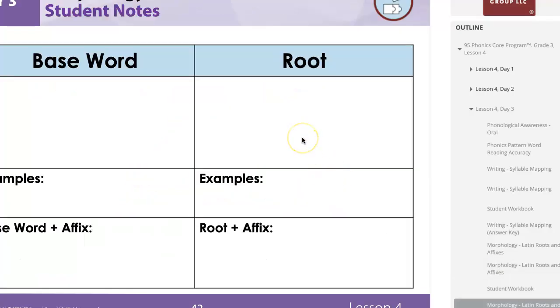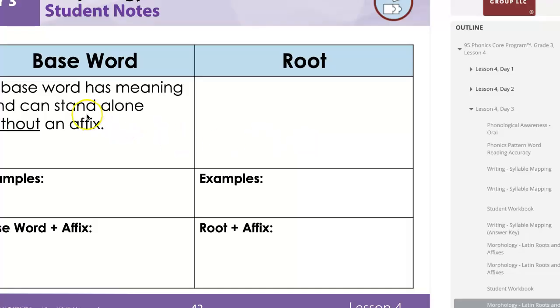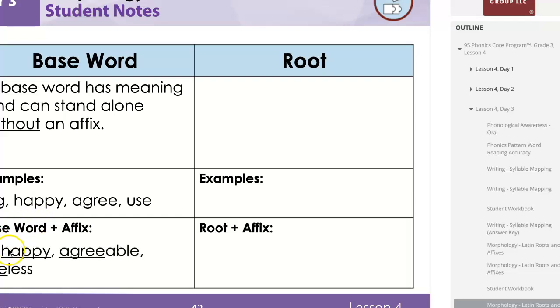Now, let's take a look at my base word. A base word is a word that has a meaning and it can stand alone, okay? Now, this is like pig, happy, agree, or use, okay? All those are regular words that you can stand alone, all right? You can be unhappy, you could be agreeable, or you could be useless. Those are those words with an affix added on to them.